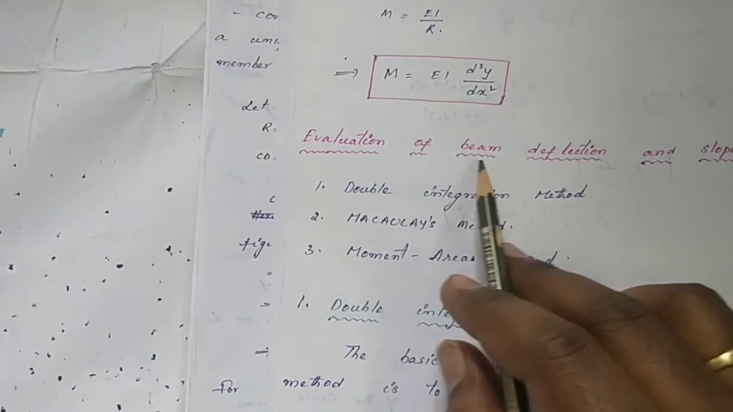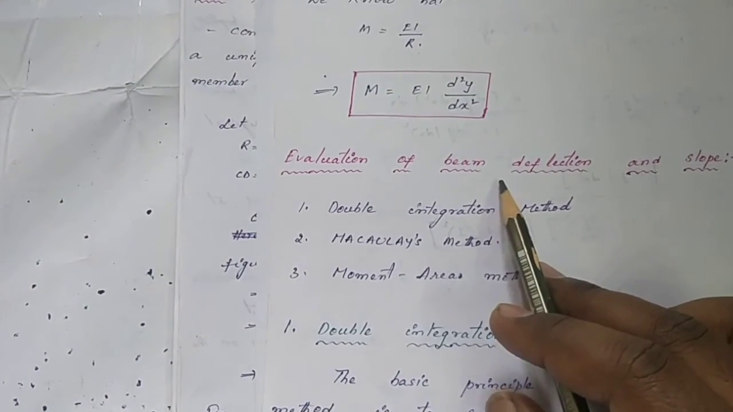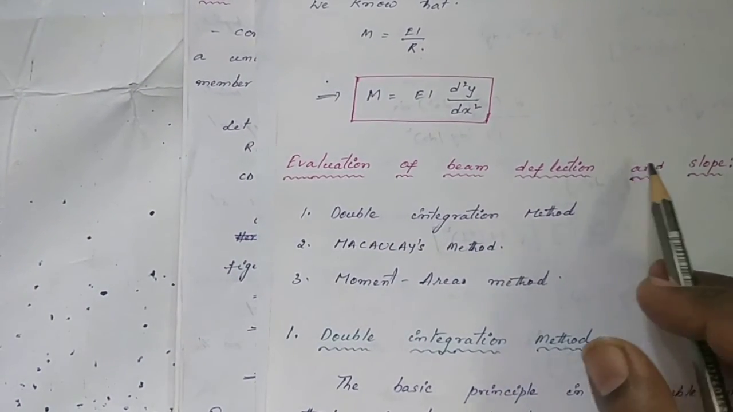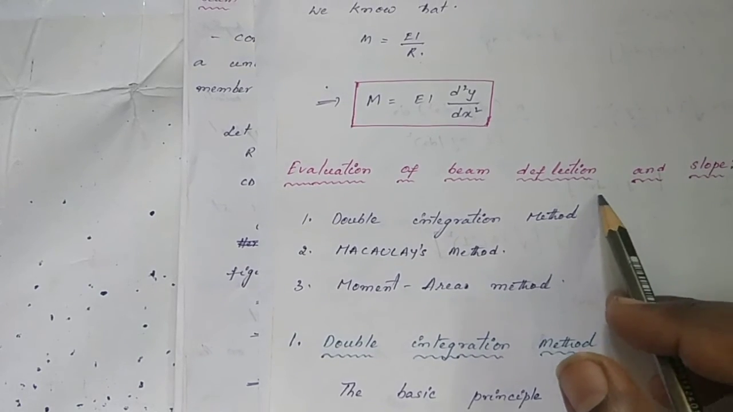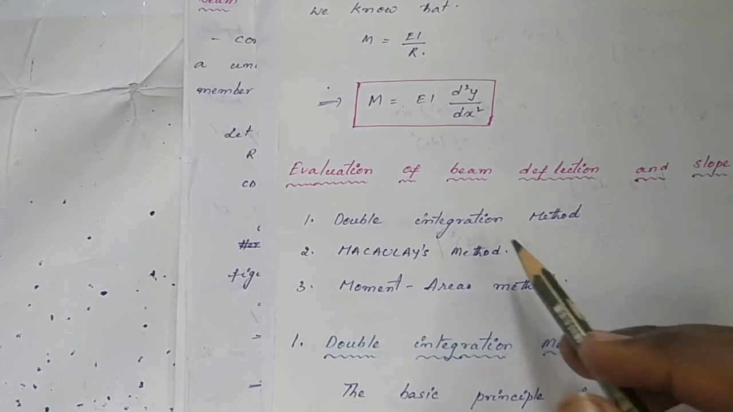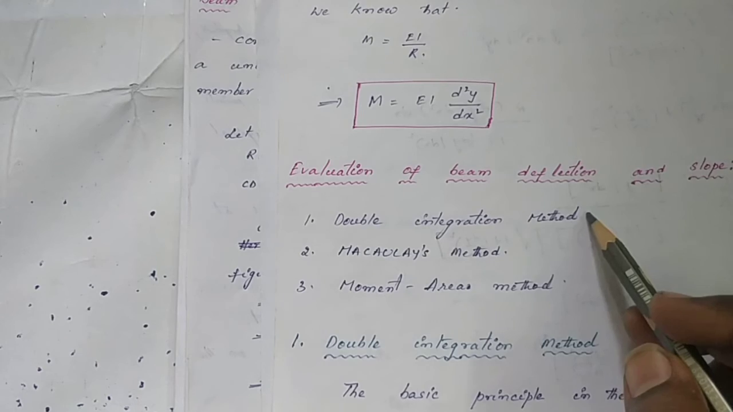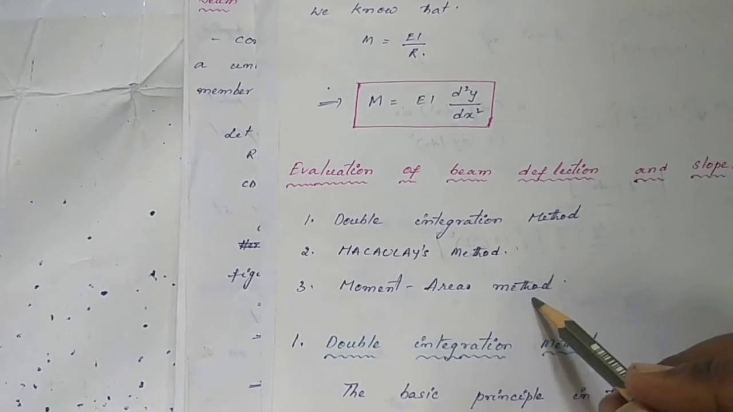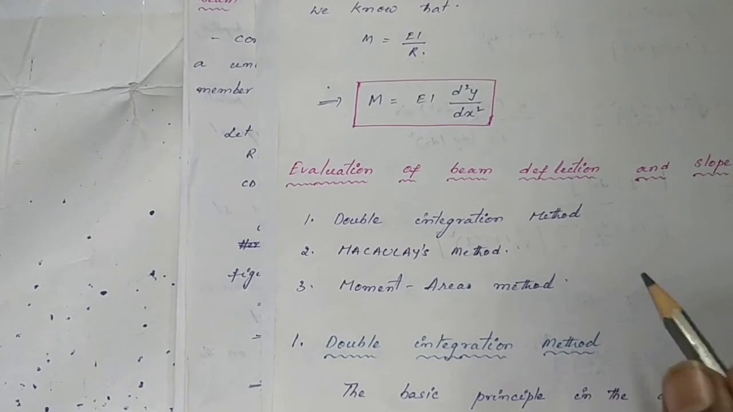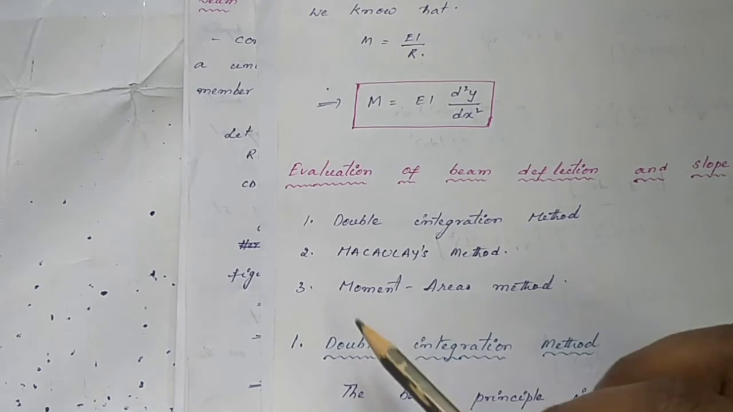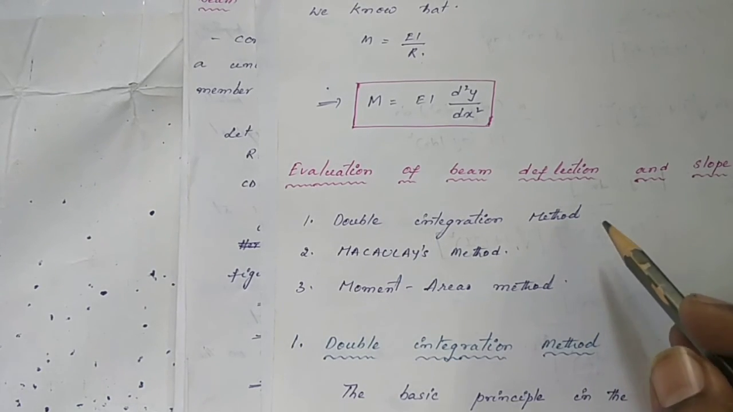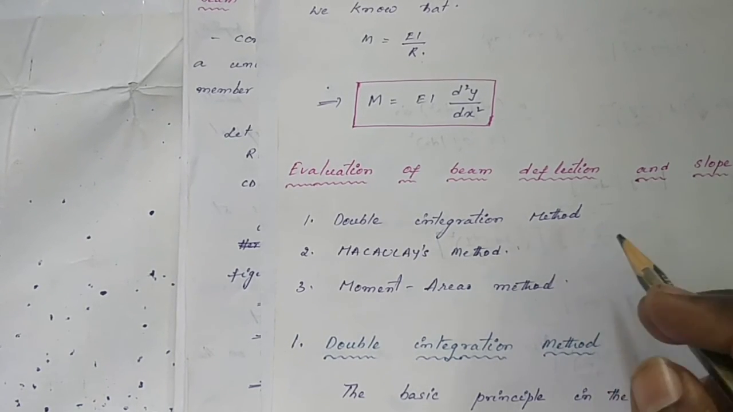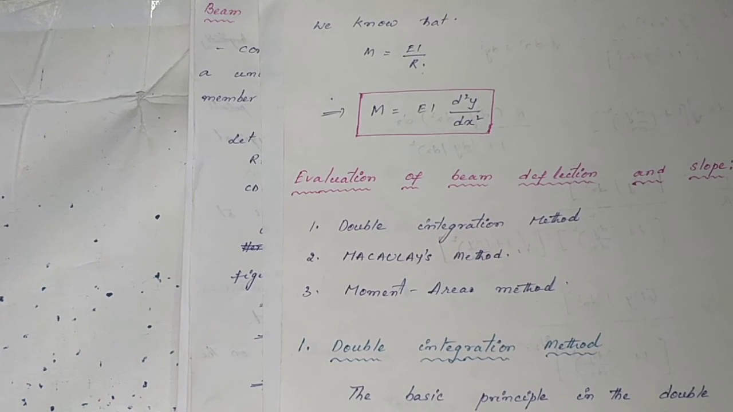Next, evaluation of beam deflection and slope can be done using three different methods: the double integration method, Maclaurin's method and the moment area method. These are the three different methods for calculating slope and deflection on different beams. Next class we will discuss these methods.